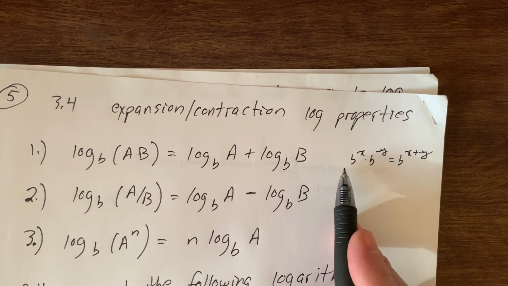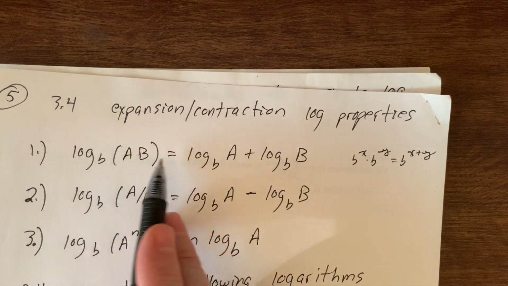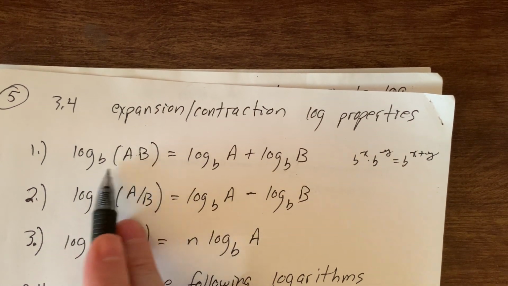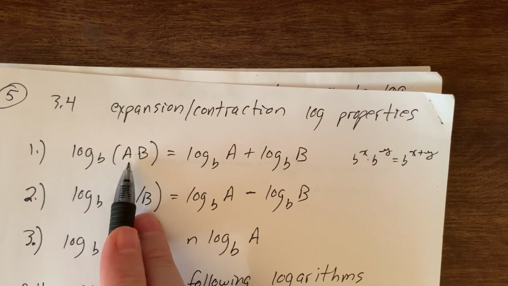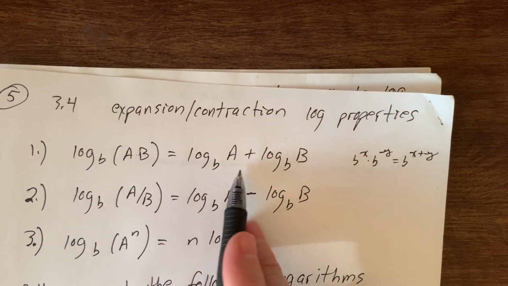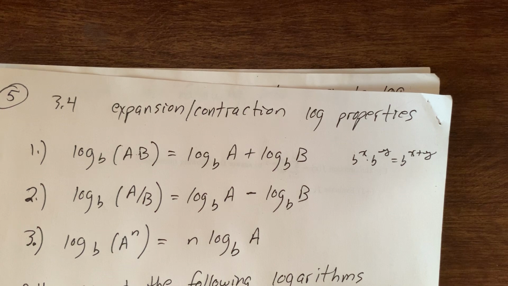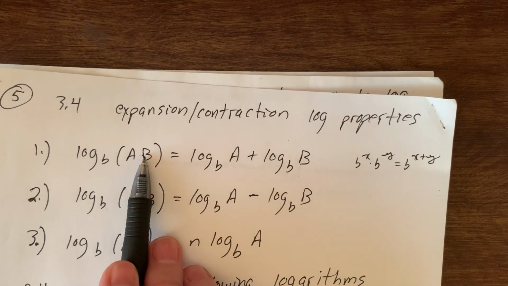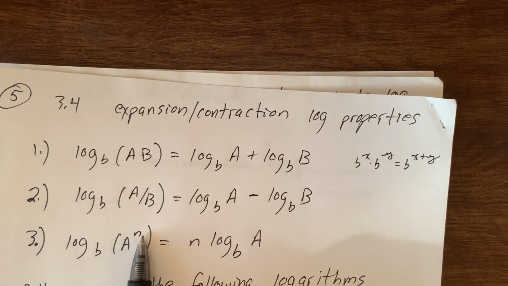Formally, we could use the property twice. We'd have AB times C and get log AB plus log of C, but then we could keep expanding. So just to realize right off the bat, as many things are attached by multiplication, we'll just keep expanding by addition. And that's really what happens in number 3. Number 3 is really just a repeated use of this. A to the n power is A times itself n times.